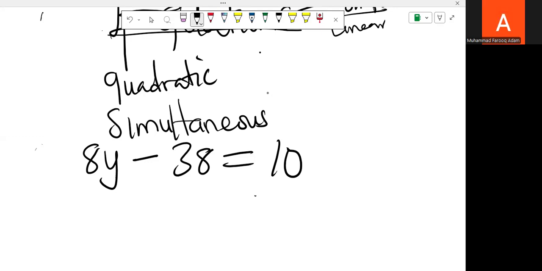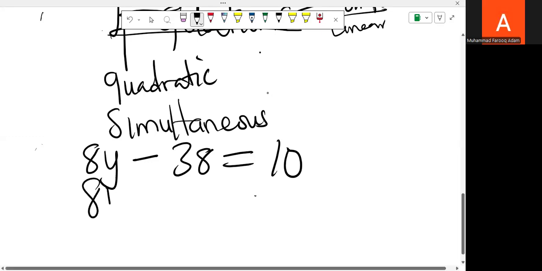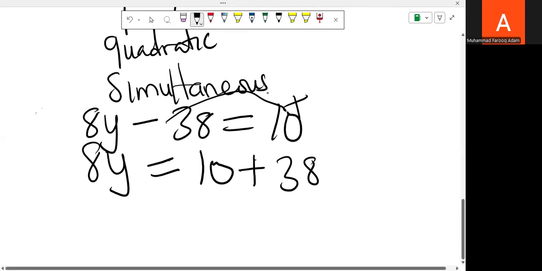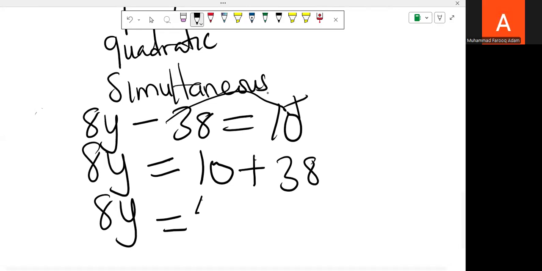We bring our 8y here. The 8y is equal to this 10. This 38 goes to the other side and it changes from a negative sign to a positive sign. So that's going to be 10 plus 38. Then we move on, where you say 8y is equal to 10 plus 38, which will actually give us 48.